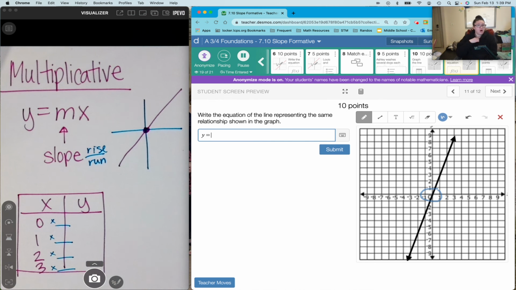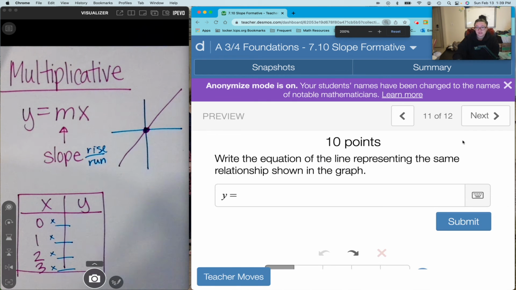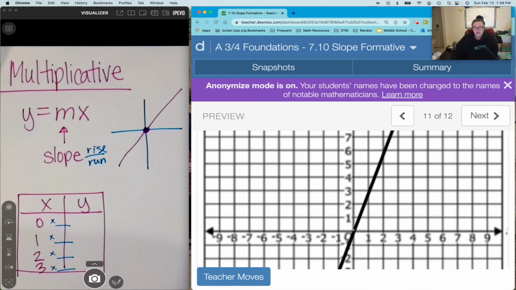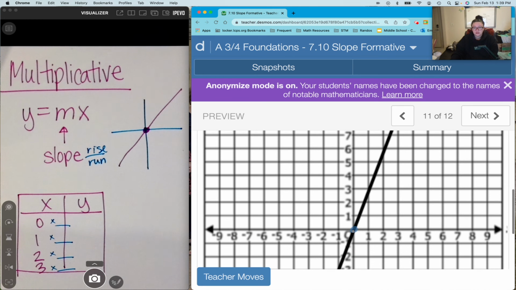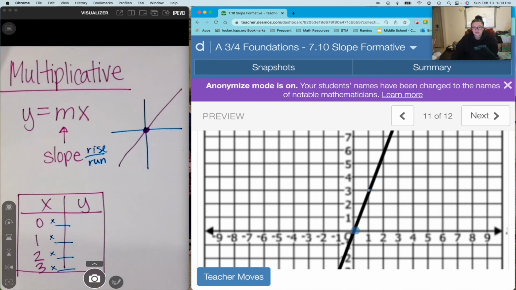Y equals, excuse me, y equals my slope times x. I have to calculate my slope. So if you zoom in on this table, I know I've got this point right here. And I see I have another pretty corner point there. My rise is 1, 2, 3. My rise is equal to 3.